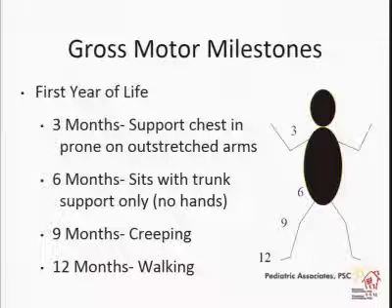Easy way to remember the gross motor milestones in the first year of life. A 3-month-old can support themselves on outstretched arms if you place them in prone. So that's 3 months, just kind of think 3, 6, 9, 12. A 6-month-old is generally able to sit with trunk support only, with no hands. A 9-month-old can creep. Creeping is what most of us think of as crawling. So creeping is getting up on all fours, hands and knees. Crawling is actually commando crawling, where your hips are still in contact with the surface that you're on. And then a 12-month-old generally is able to walk.